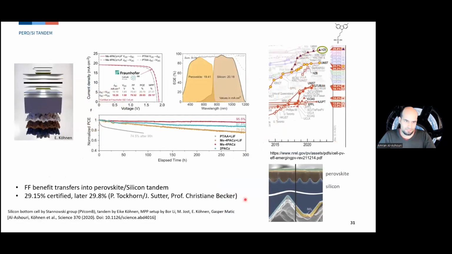Now going to silicon solar cells, there it's easier to get high fill factors because of the flat surfaces. And the use of Me-4PACz has given us this mark in the annual efficiency chart. So here you see the JV curves in red with Me-4PACz versus PTAA. The fill factor is basically what sets it off. Yeah, almost 40 milliamps in short-circuit current generation. And the stability was also nice.